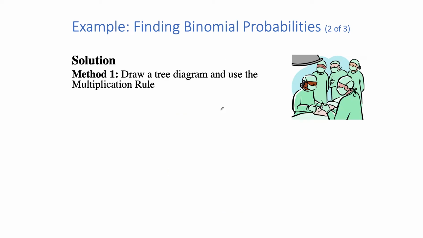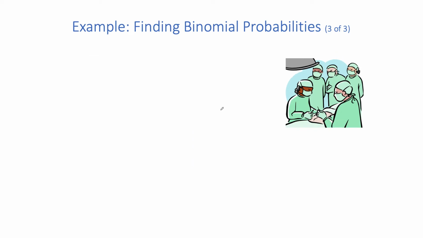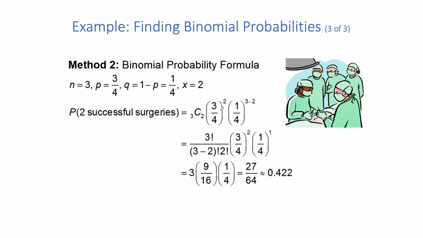So the first method, well, we'll come back to it. This is not particularly a useful method in this case. So we'll look at using the binomial probability formula. n is the number of trials. I'm going to conduct this surgery 3 times. The probability of success on any trial is 75% or 3 over 4. The probability of failure on any one of those trials is 25% or 1 over 4. The number of successful surgeries that I want to consider is 2. x is exactly equal to 2.